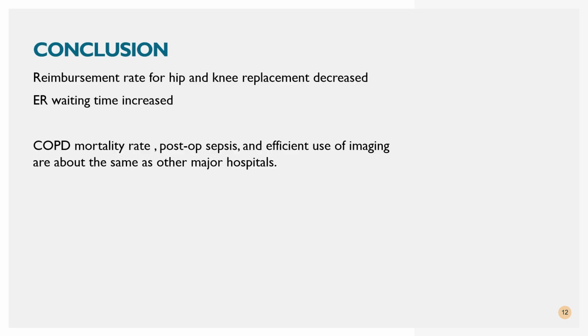In conclusion, George Washington University's reimbursement rate for hip and knee replacement has decreased in recent years, and their ER waiting time has increased higher than other major hospitals in the area. The hospital may need to look at staffing issues and look at the root cause analysis of why their reimbursement rate has dropped, considering that it is based in a major city.